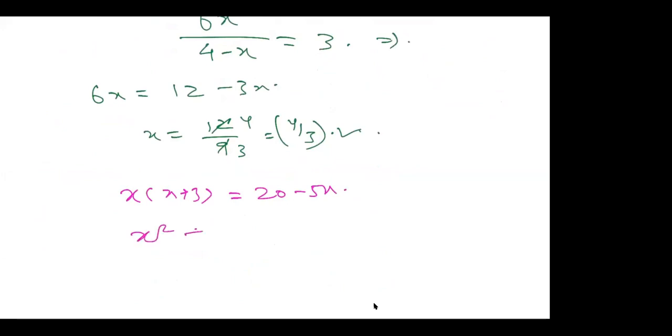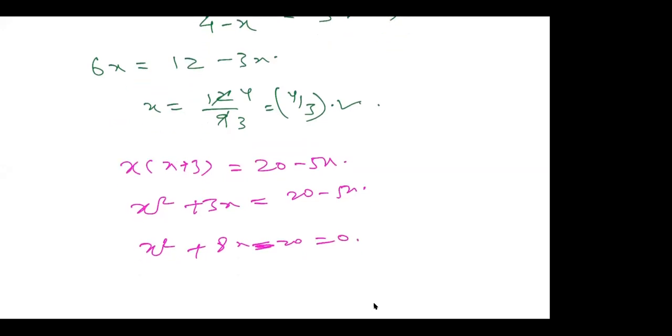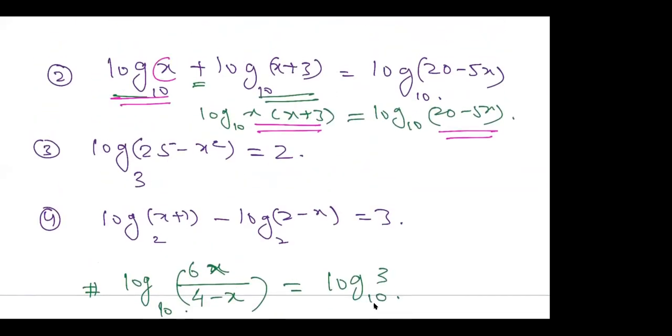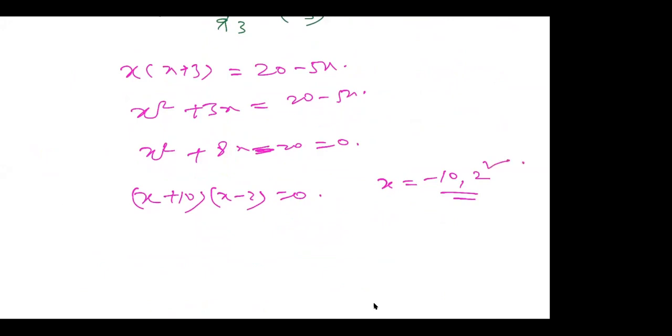This is x square plus 3x is equal to 20 minus 5x, or x square plus 8x minus 20 is equal to 0. Right, 10 and 2: x plus 10, x minus 2 is equal to 0. So you are getting x is equal to minus 10 and 2. Now look back into the question. Obviously, if you put minus 10, that's not good, but 2 is okay with all the numbers. So x is equal to 2 is our solution. Go for the third one.